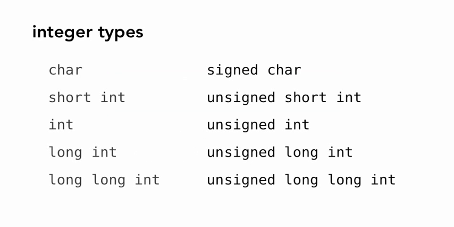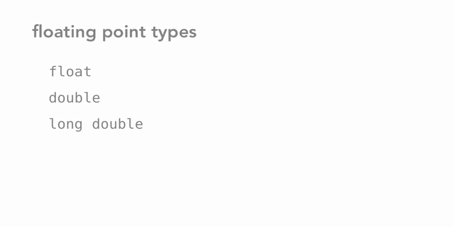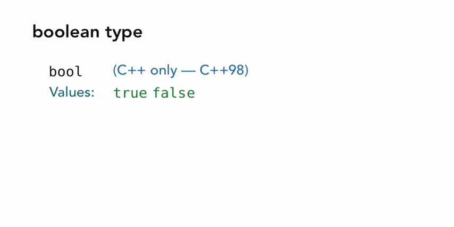Built-in types for C and C++ include integer types for representing integer numerical values, floating point types for representing real numerical values, and the bool type for representing Boolean values true and false. This type is available in C++, but not in C. C++ also provides constants called true and false.